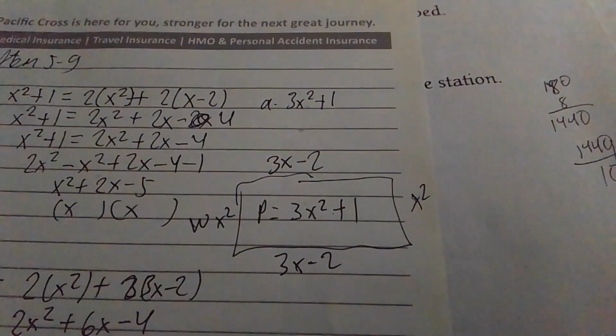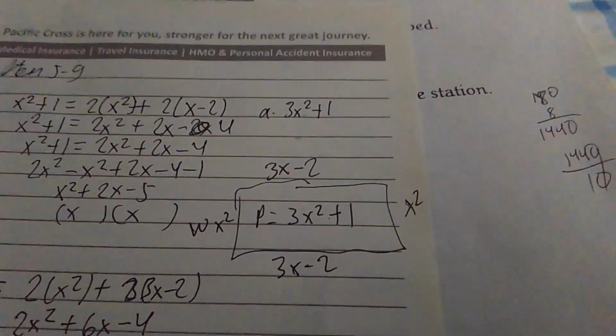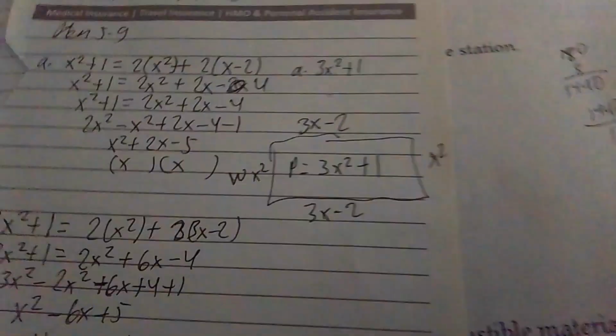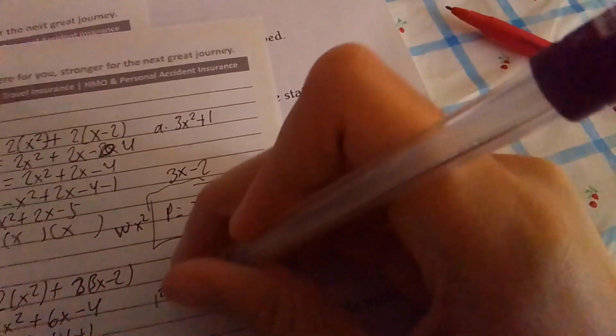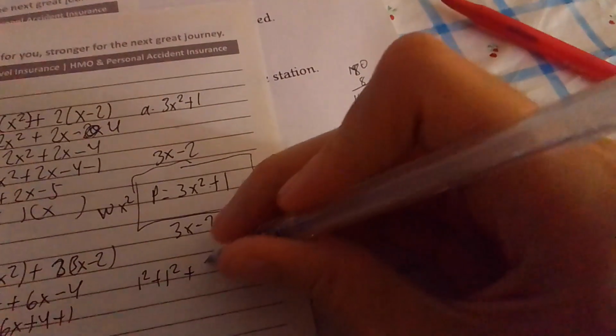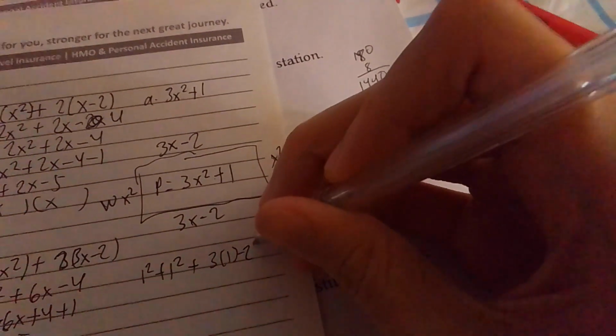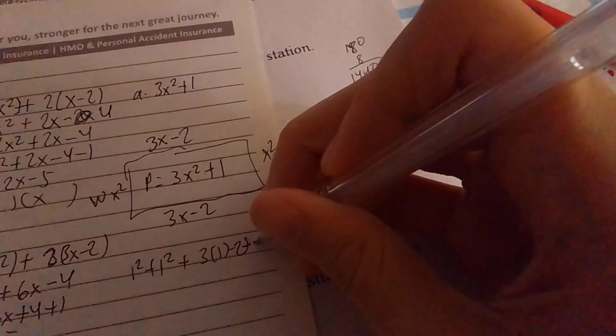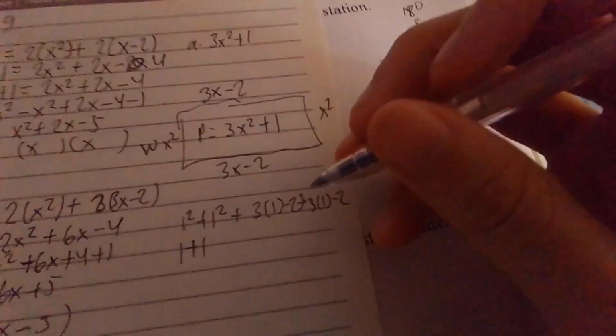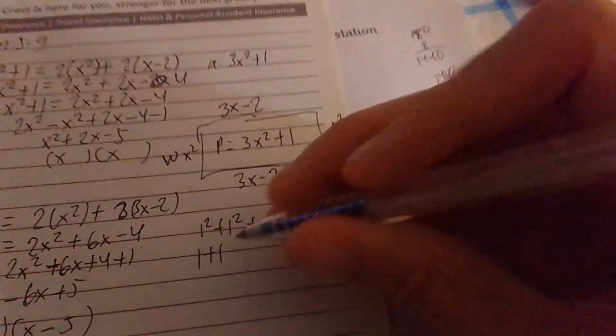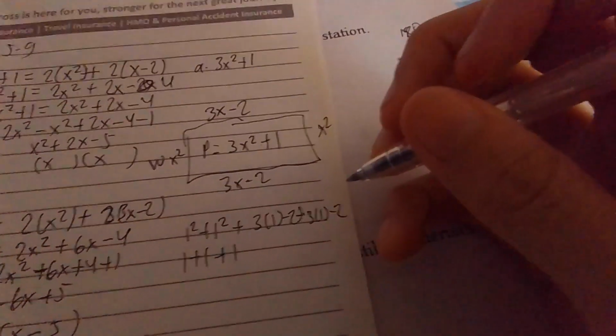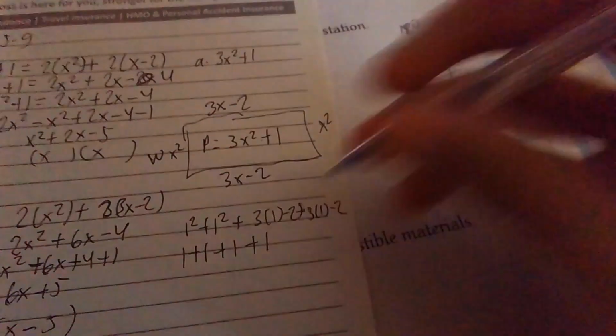3 times 1 plus 1 is 4. Tama? 1 squared plus 1 squared, di ba remember ganito siya? If we do this, 1 squared plus 1 squared plus 3 times 1 minus 2, and then plus, yan. This is 1, this is 1. 3 times 1 is 3. Minus 2 is 1. 3 times 1 is 3 again. Minus 2 is also 1. You should get 4. Tama?